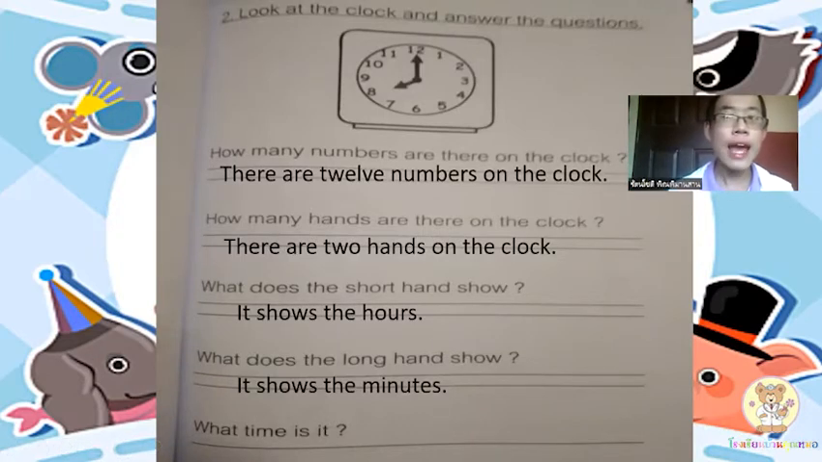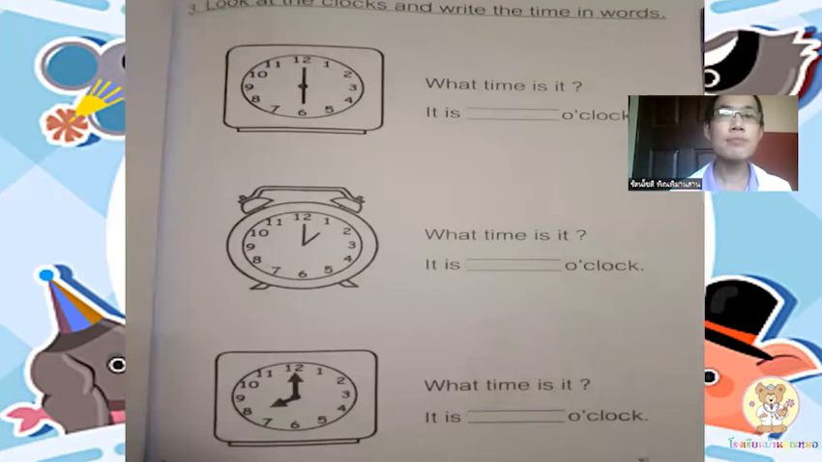So you have to take a look at the clock over here. So right now it is 8 o'clock. It is 8 o'clock. We can write a sentence like this. After we finish doing this exercise, please open to the next page.